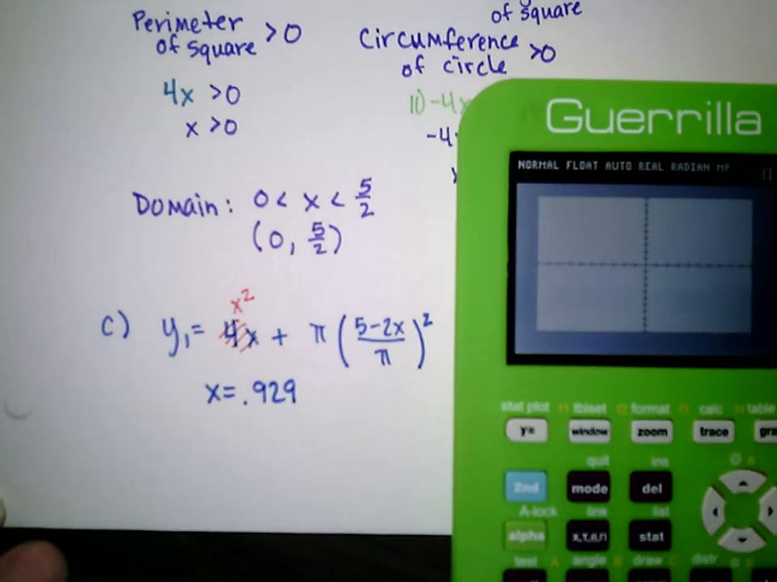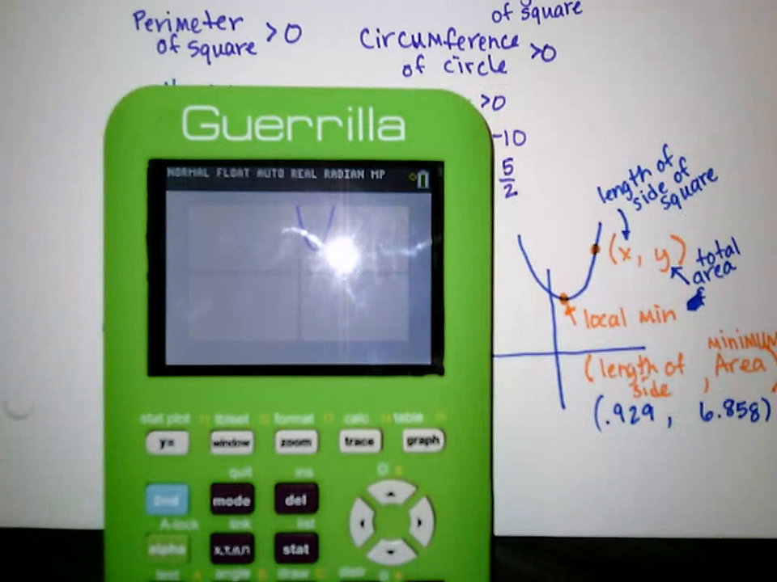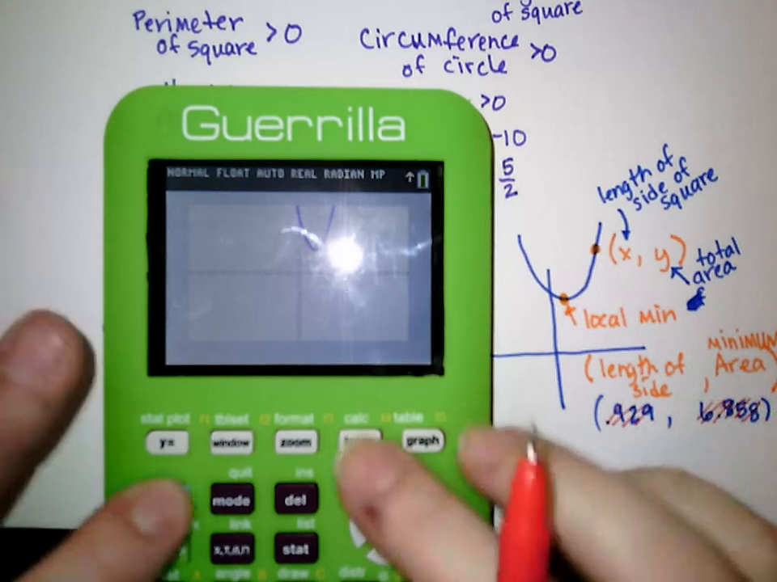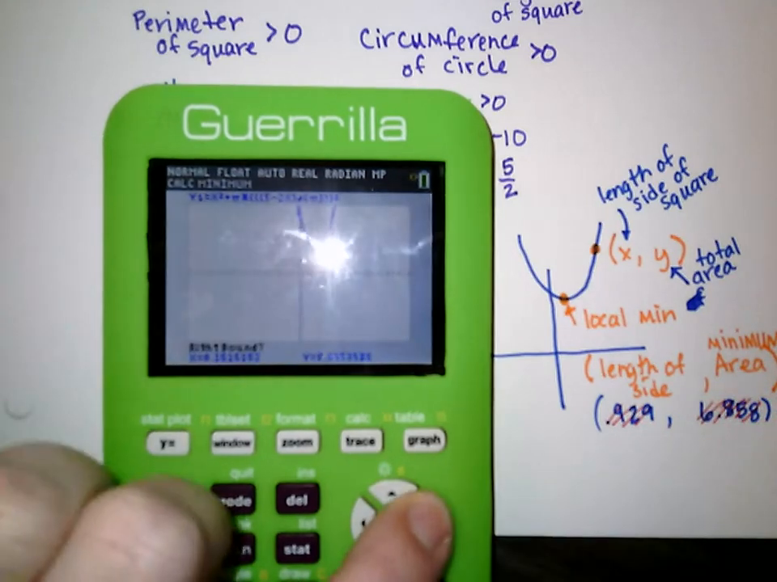I think the shape should be the same. There we go. Same shape. Going to be a different ordered pair though. Find that minimum. Left bound, right bound, guess.